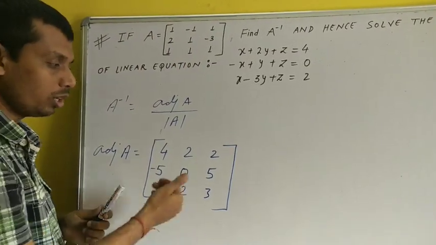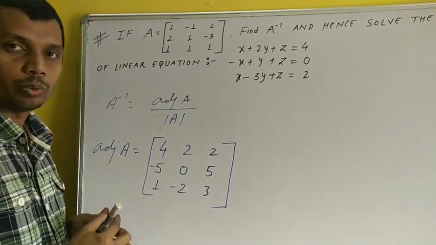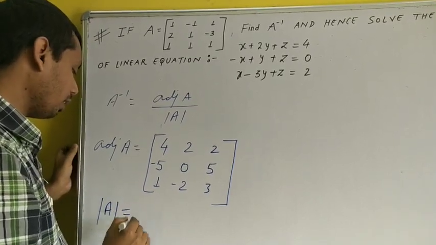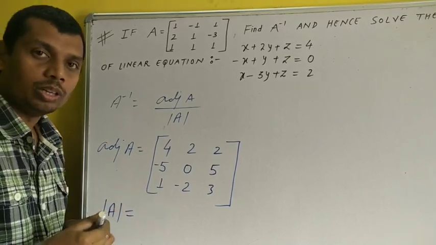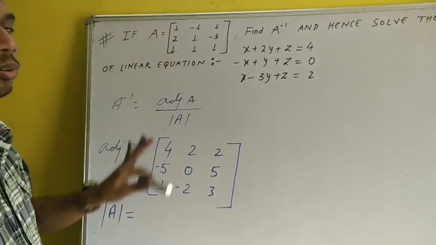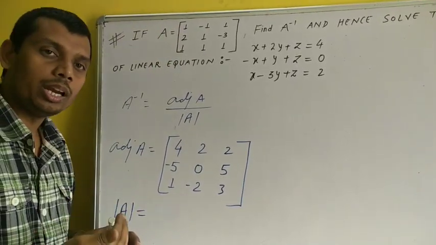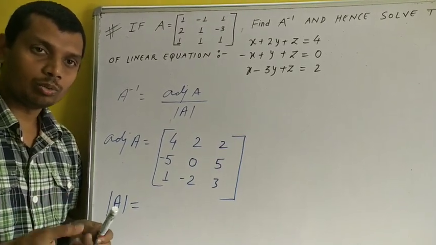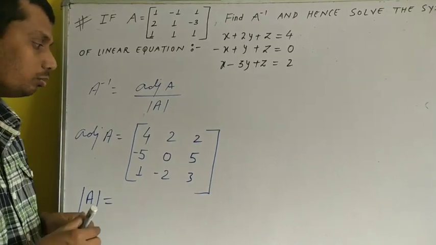So 1 plus 2 is equal to what? 3. So this is our adjoint A. Now let us determine determinant A. As I have explained, if any row is multiplied by its cofactor and simplified, the value which comes is the determinant of A.